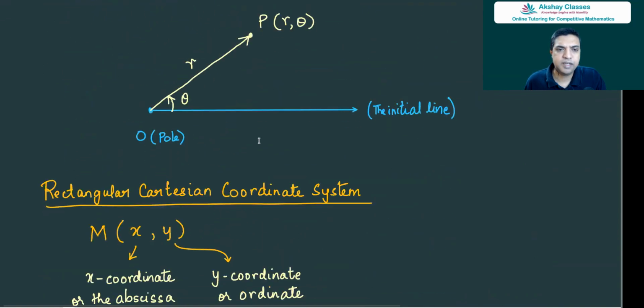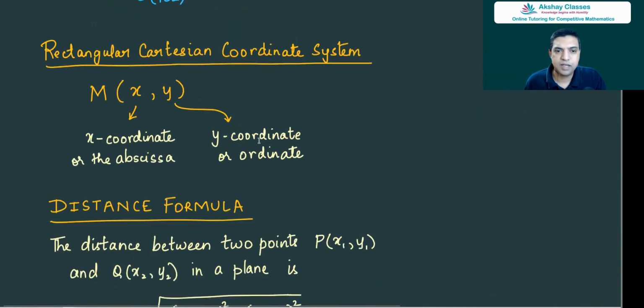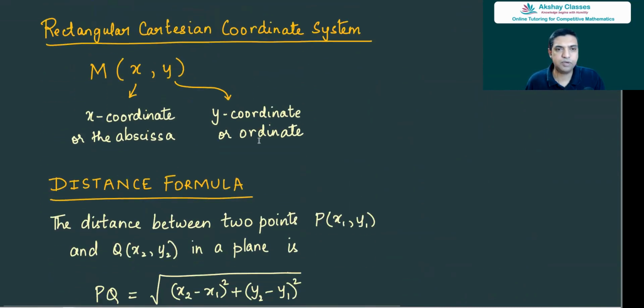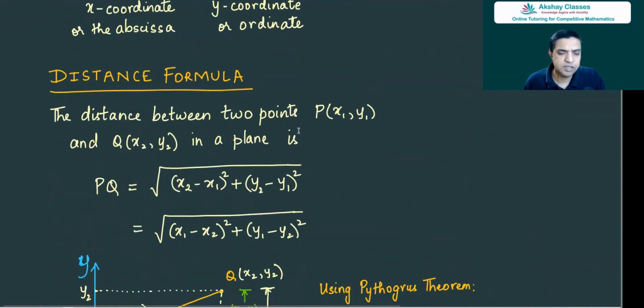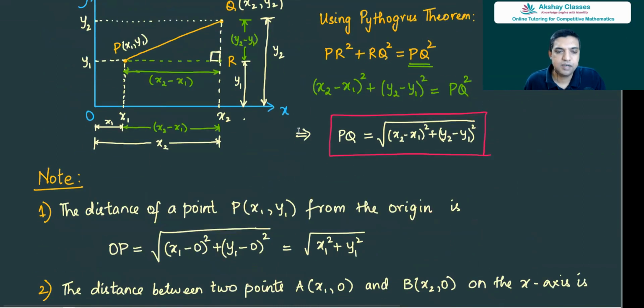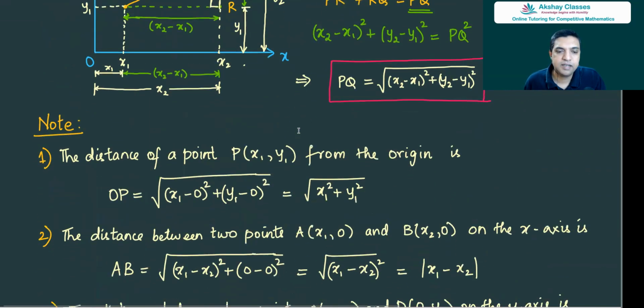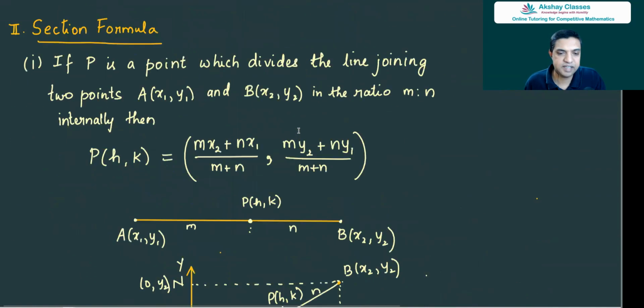We discussed oblique and polar coordinate systems also, but that was just as a passing by. We have not gone into depth of it. Important points for us are distance formula, distance between 2 points in a Cartesian plane. Then section formula. After the distance formula is the section formula.